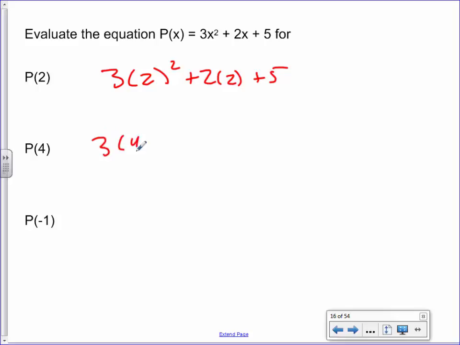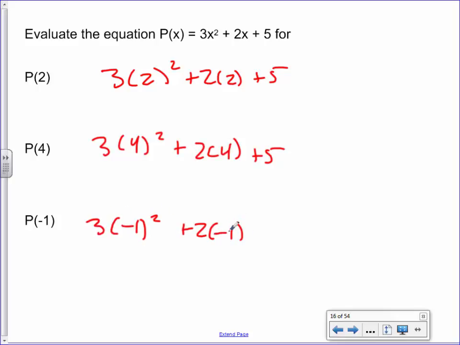This means 3 times 4 squared plus 2 times 4 plus 5. 3 times minus 1 squared plus 2 times minus 1 plus 5. I'll let you guys handle the math line. But doesn't that make sense? So, this is where we're going to start next day. We're going to talk a little about how this notation can be used to help us with our algebra.